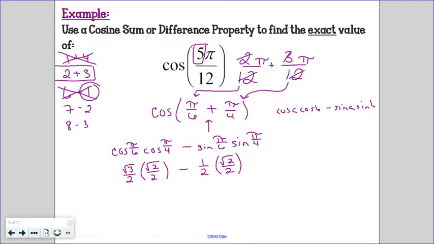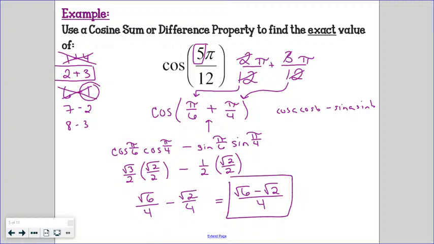Square root of 3 times square root of 2 is square root of 6. 2 times 2 in the denominator gives me a 4. Minus, and then a straight across the top again, square root of 2 over 4, which, as I put those together over the common denominator of 4, gives me a square root of 6 minus square root of 2. That would be my exact value.